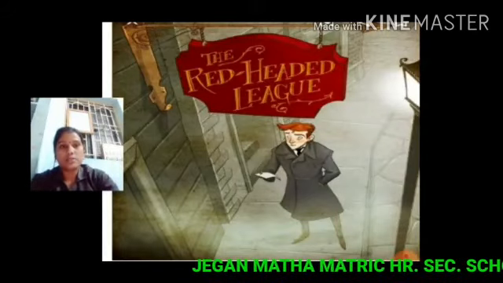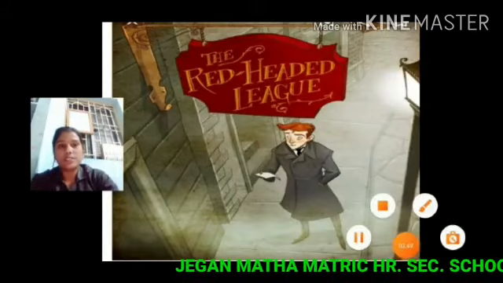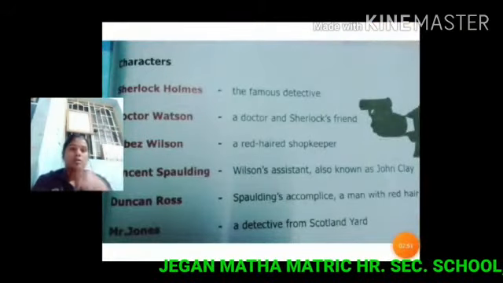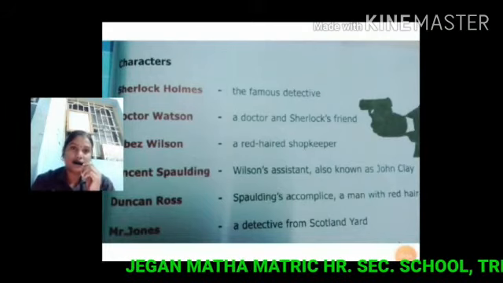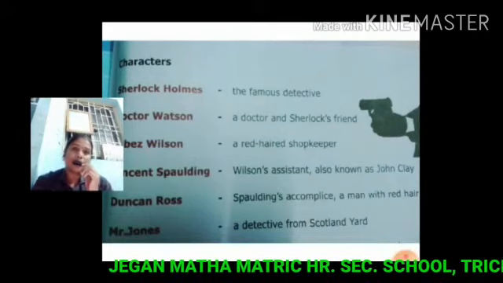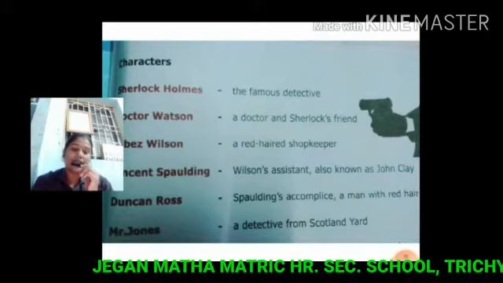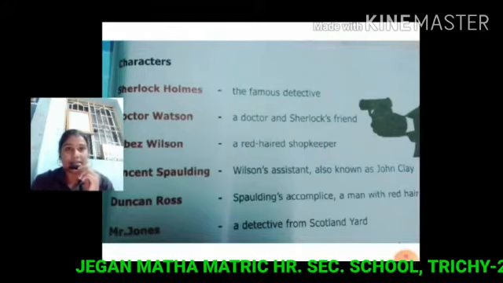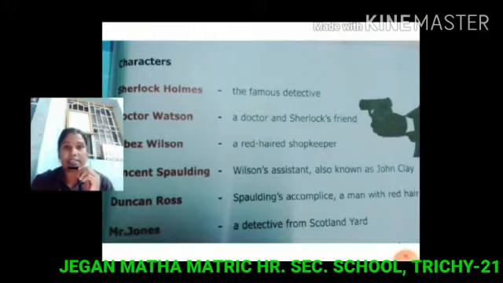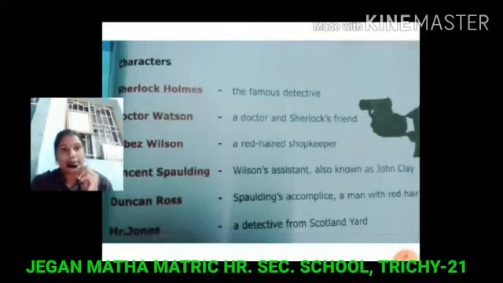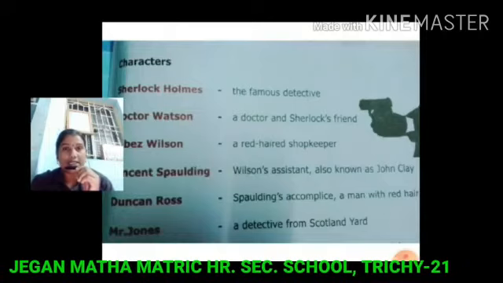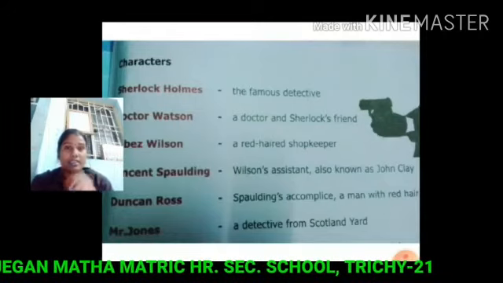Okay students, now let us see the story. Before we go to the lesson, we go to the story. First we see the characters. What are the characters in The Red-Headed League? Sherlock Holmes. See the picture. These are the characters of The Red-Headed League story.